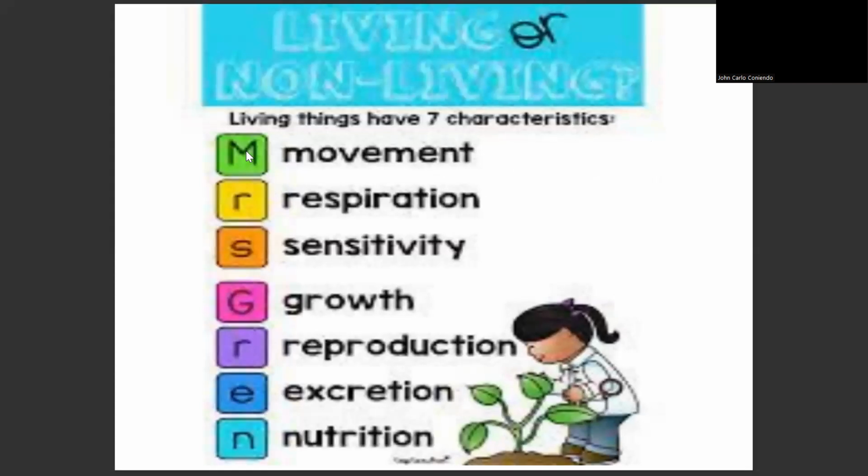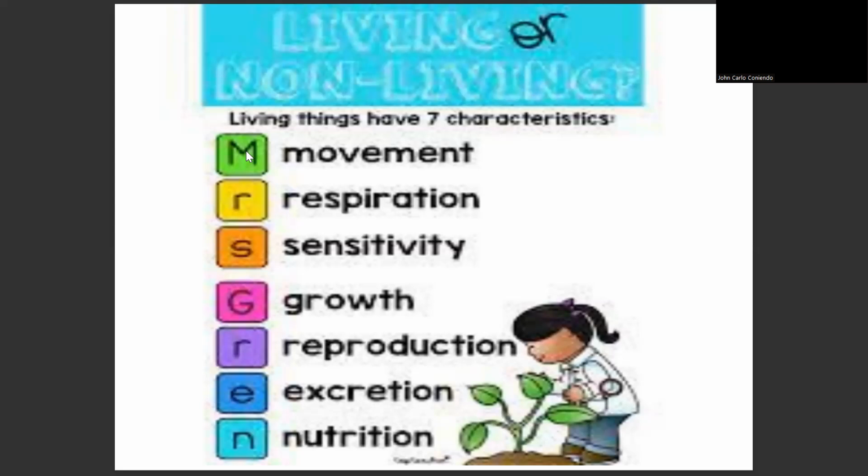Okay. So when we are classifying or characterizing living things, we need to remember the mnemonic MRS GREN. M stands for movement, so all living things are capable of moving. They are also respiring, so letter R is for respiration. Next, S is for sensitivity, that is, responding to stimulus. G is for growth. R is for reproduction.